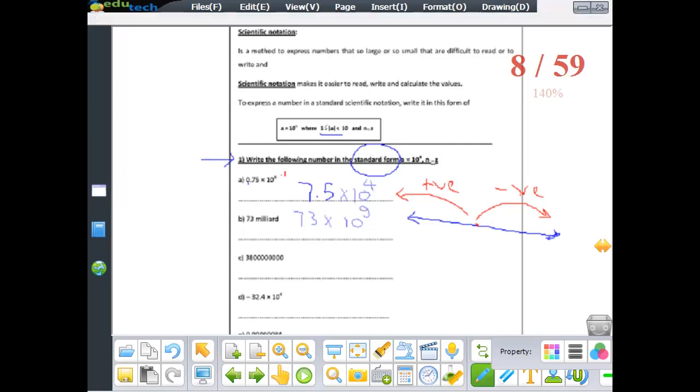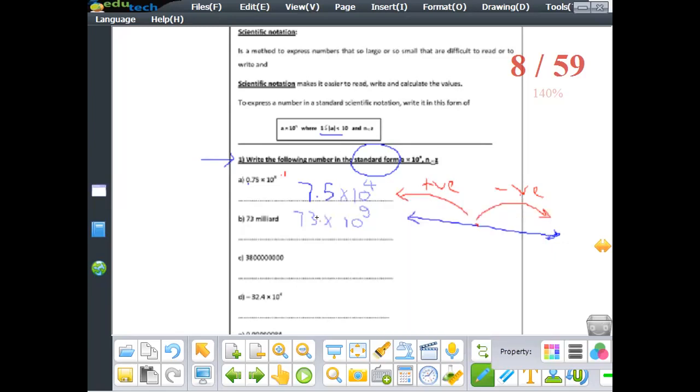The point is here. Look at this. If you put the point here, you move it to the left one digit, it will be 7.3. So the right answer is 7.3 times 10 power 9, and the point is moved to the left one digit. So you have to make plus 1 here. So the final answer will be 7.3 times 10 power 10. And this is the standard form.